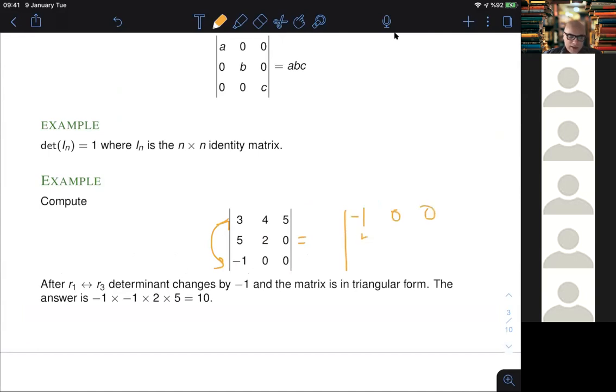I already explained this in the YouTube video, but I'm going to repeat it again. 3, 4, 5. So that you can ask questions and tell me if there's something that you don't understand. Once I do the row swap, there should be a negative sign here. And then the determinant is very easy to compute. It's the product of these entries here: -1, 2, and 5. And there's also another -1 coming, so the answer will be 10.